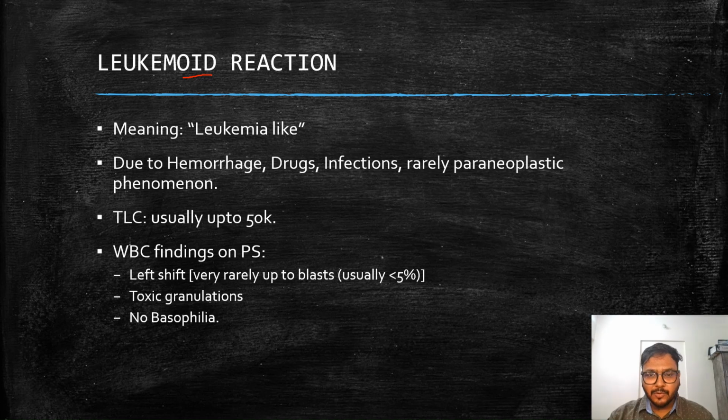The WBC count of the patient is usually up to 50,000, but it can go up to 1 lakh as well. The WBC findings on peripheral smear is you'll see left shift. That is, you'll see band forms, promyelocytes, myelocytes, metamyelocytes. Very rarely you'll encounter blast, but if blasts are seen, it is usually less than 5%. The WBC shows toxic granulations and there is no basophilia. Please note there is no basophilia in leukemoid reaction.